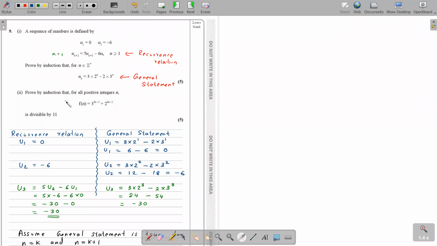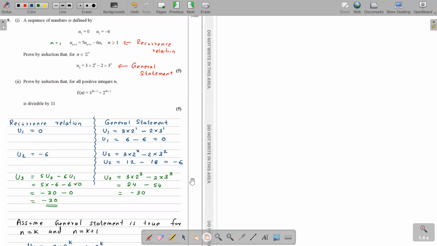Okay, prove by induction that for all positive integers n, f(n) equals 3 to the power 3n minus 2 plus 2 to the power 4n minus 1 is divisible by 11. Okay, so how do we prove divisibility results? So first we'll say f(n), they have given f(n) is 3 to the power 3n minus 2 plus 2 to the power 4n minus 1. So first thing is, to prove it divisible by 11, you have to prove for every positive integer n that the answer for this particular expression will always be divisible by 11.